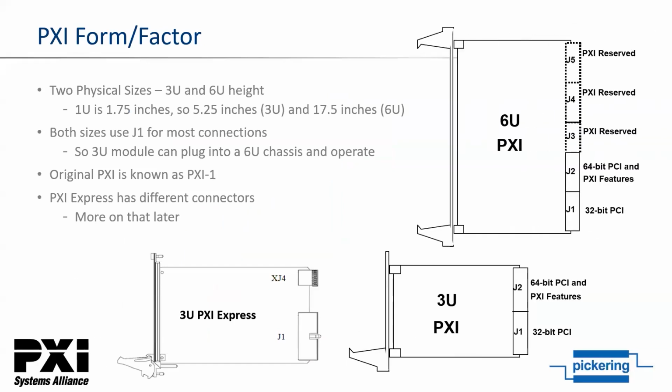There are two physical size PXI modules as seen here. The 3U size is the most popular, but 6U has found a niche in defense and other related applications, including portable test systems where small size with maximum capability is most important. Note the difference in the connectors of the 3U PXI Express module. The XJ4 top connector is not compatible with J2 on a PXI1 module. PXI1 is the description of the original specification. We'll discuss more about PXI Express in a moment.